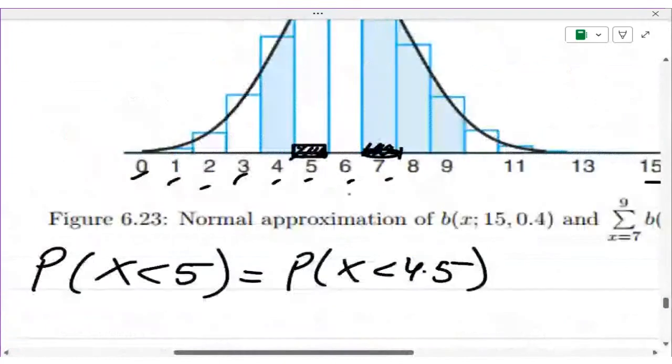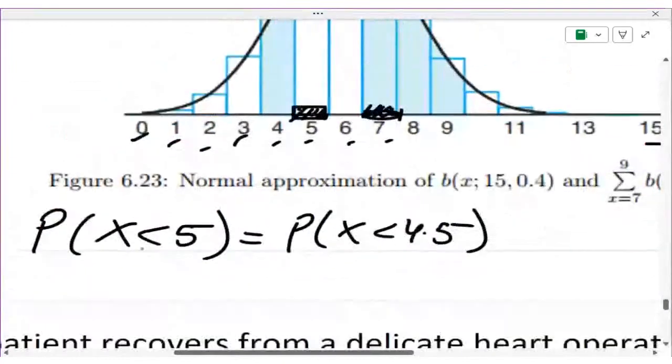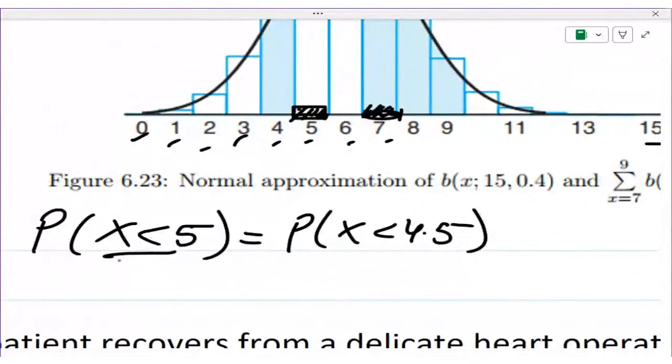For example, if somebody asks what is the probability of less than 5 successes in a question, because 5 means 4.5 to 5.5, you will find that less than 5 actually means less than 4.5. Okay, this is what I want to say.